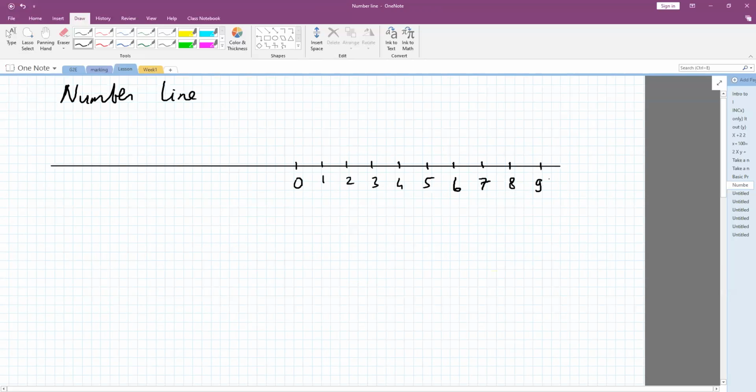Now, when we have these positive numbers, you also have negative numbers, and where do you think they are located? The negative numbers are located on the left side. Now, this is the negative.